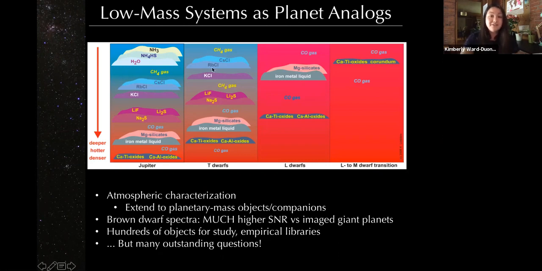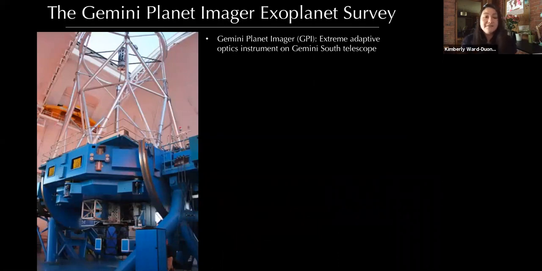As you go to cooler temperatures, your chemistry gets significantly more complex, and then you start to look a lot like Jupiter. So the atmospheric characterization of brown dwarfs is a really important stepping stone for us to be able to understand exoplanet atmospheres around lower mass, potentially someday even terrestrial planets. But the beauty of brown dwarfs is that they have much higher signal to noise than the imaged planets that have been discovered so far, and there are hundreds of objects to study and to form empirical libraries of these kinds of spectra. But there are a lot of questions, and part of the means to answer these questions was the motivation for the Gemini Planet Imager.